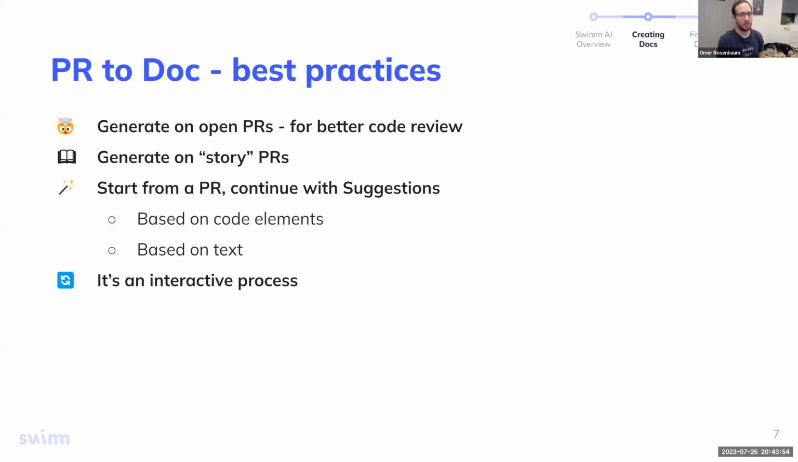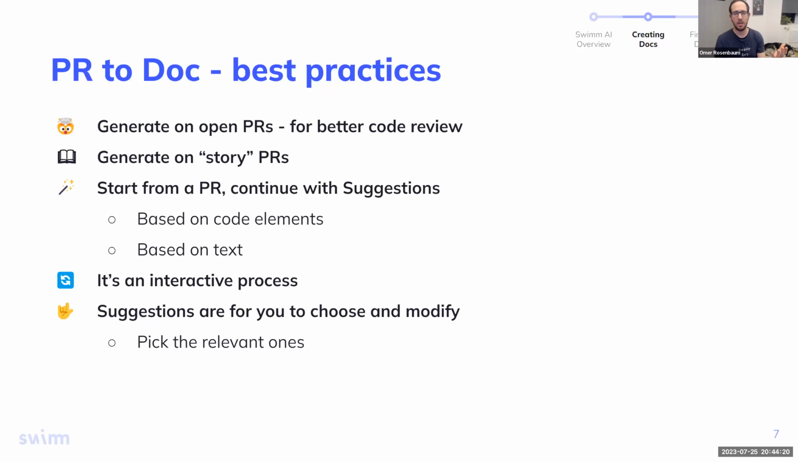And again, it's an interactive process, just like we said with AI suggestions. You start from a pull request. This is a single time operation. Then you get a document, but then it starts an interactive process where you modify the document and you get suggestions and so forth. And again, suggestions are for you to choose and modify. So if we talk about the initial suggestion of the entire document created from the pull request, or the different suggestions that you get afterwards by asking for additional AI suggestions, in either way, they're for you to modify, to pick, to change, to make it better.